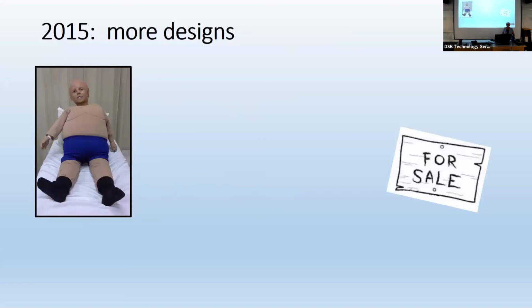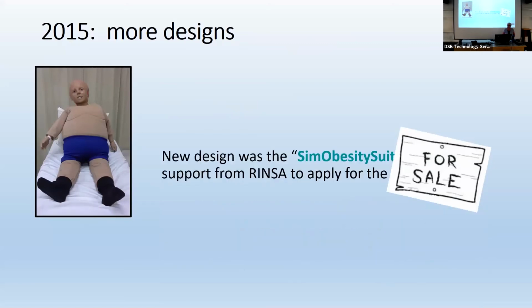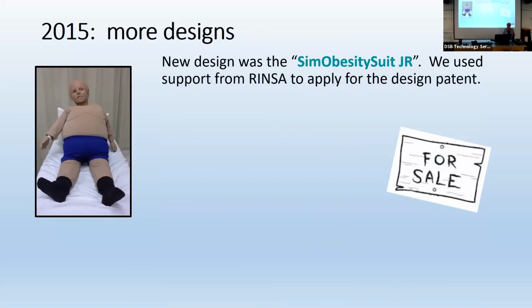So 2015, we start with a new design. This is a young fellow, and his obesity is not just in his belly, in a smaller child, it's through the legs and the arms and everything. So we made a suit instead of just a shirt. And we used money that Bill Halley arranged for us through RINSA to apply for a design patent again.